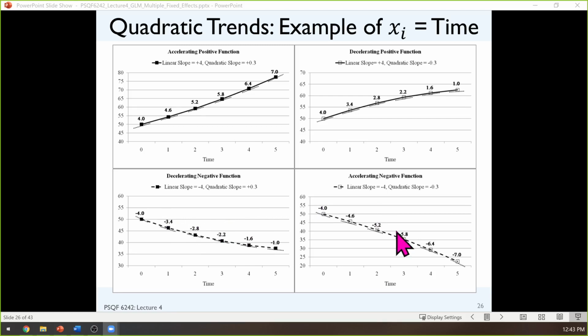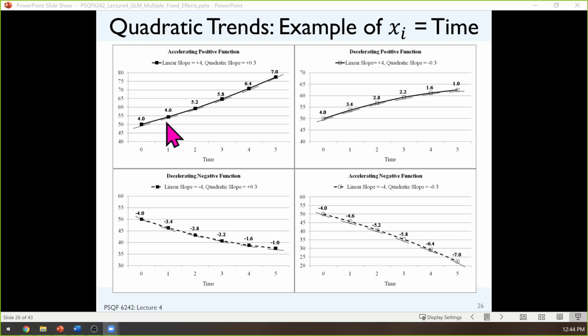I would classify the top left picture and the bottom right picture as acceleration, because in that section of the U, you are either speeding up your positive slope or speeding up your negative slope. Whereas the bottom left and the top right are deceleration pictures. You're taking a slope and reducing its impact the further up the variable that you go. And the trick to knowing which of these you have is to look at the signs.